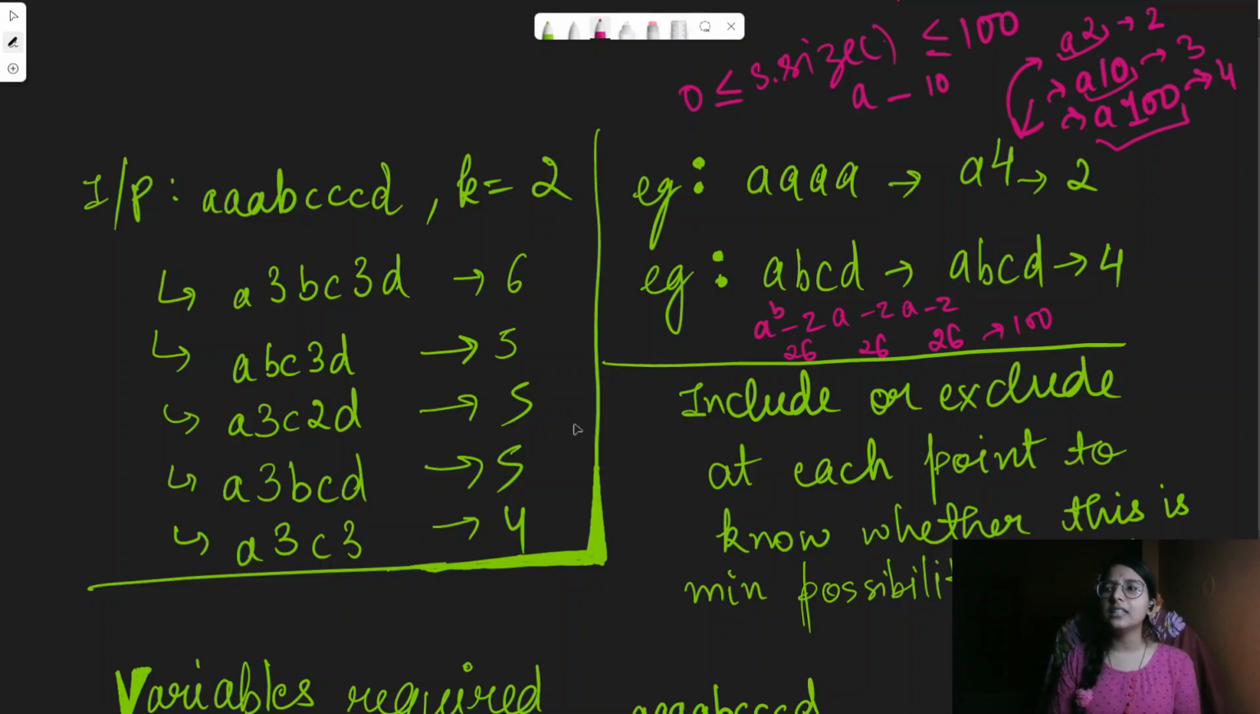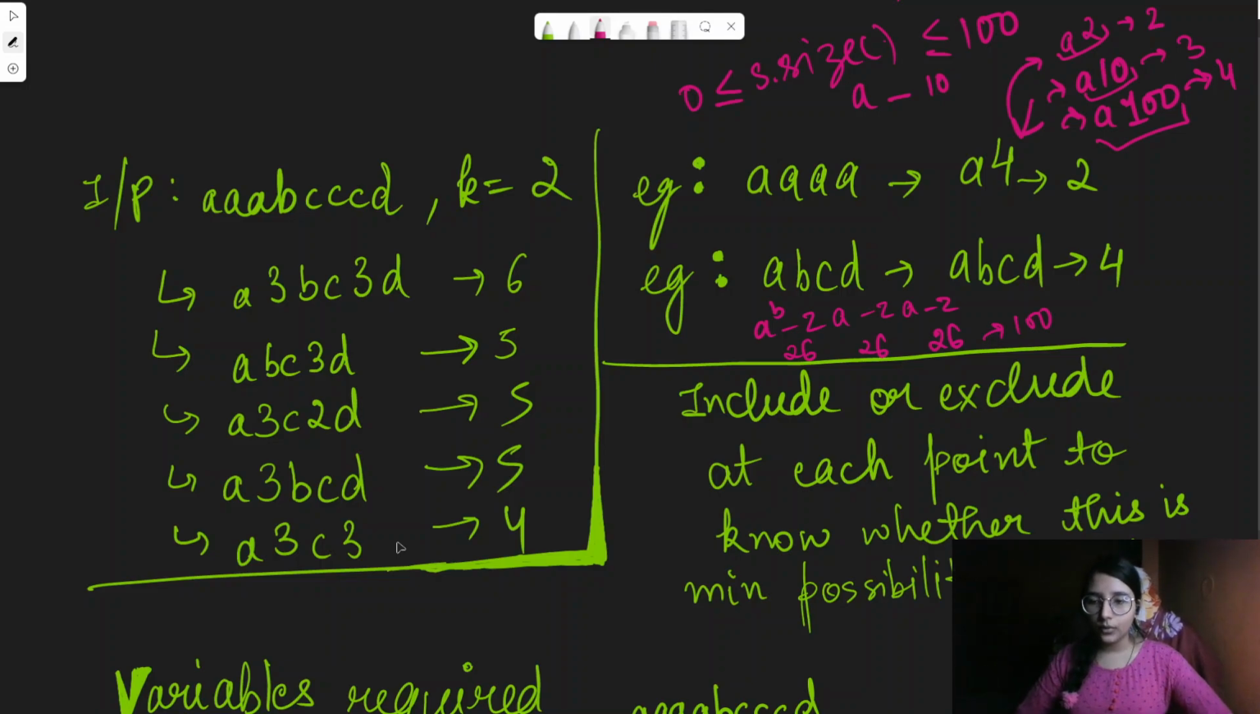Then again, it is just 5. Then here I take A3, B, C, D. Right here I deleted 2 C's. So again it is 5. But here, when I deleted these 2, B and C, it becomes length 4. So like this only we are required to check.